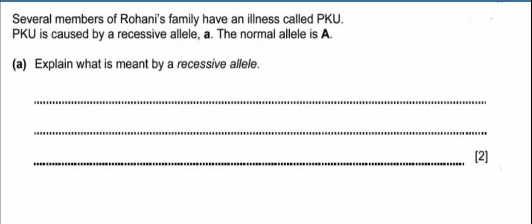So the next question is saying, several members of Rowan's family have an illness called PKU. PKU is caused by a recessive allele, which is small letter a. The normal allele is capital letter A. Question A. Explain what is meant by a recessive allele. What is a recessive allele?